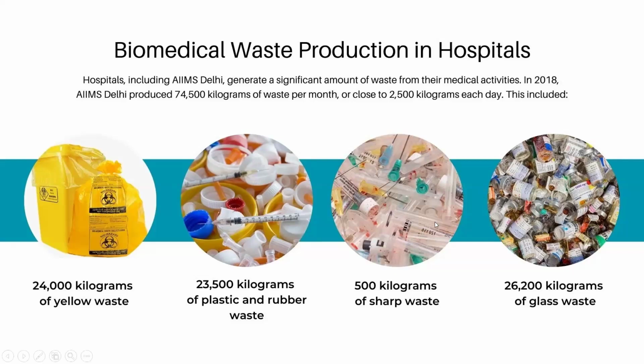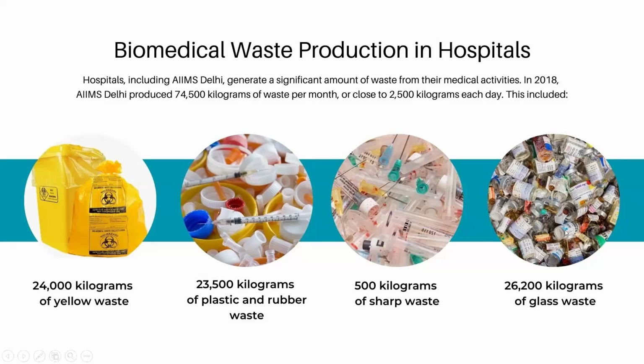Third is sharp waste, which is 500 kilograms. Sharp waste includes needles, scalpels, blades, and other pointed instruments. Though it is the smallest quantity compared to other categories, it poses a significant risk of injury and infection. Sharp waste requires safe collection in puncture-proof containers and sterilization before disposal.